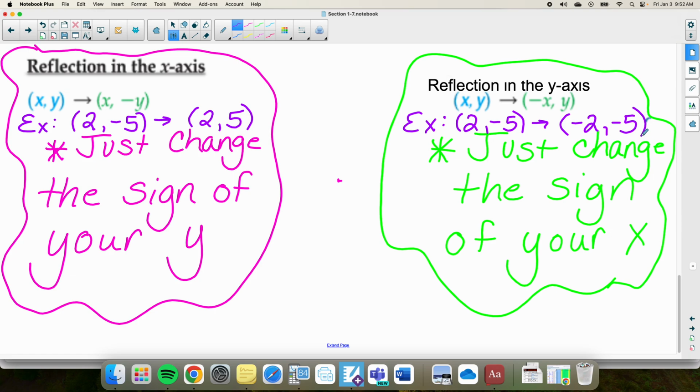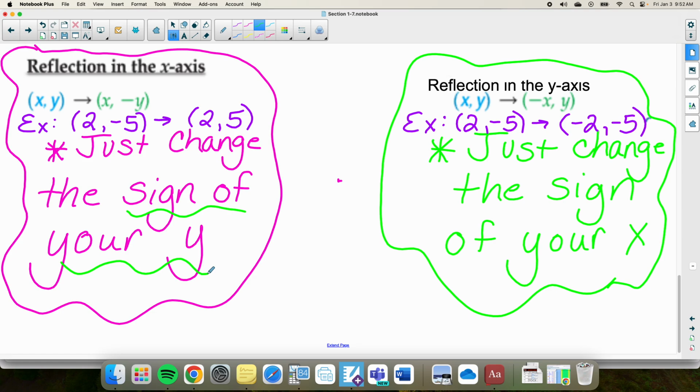Okay, so sometimes today we're gonna be given a figure and asked to reflect it over the x-axis, and sometimes we're gonna be asked to reflect it over the y-axis. When you reflect it over the x, what happens is you just change the sign of your y coordinate. So notice in my example here, I didn't change the x, but I changed the sign of the y. If it's negative, turn it to positive. If it's positive, turn it to negative.